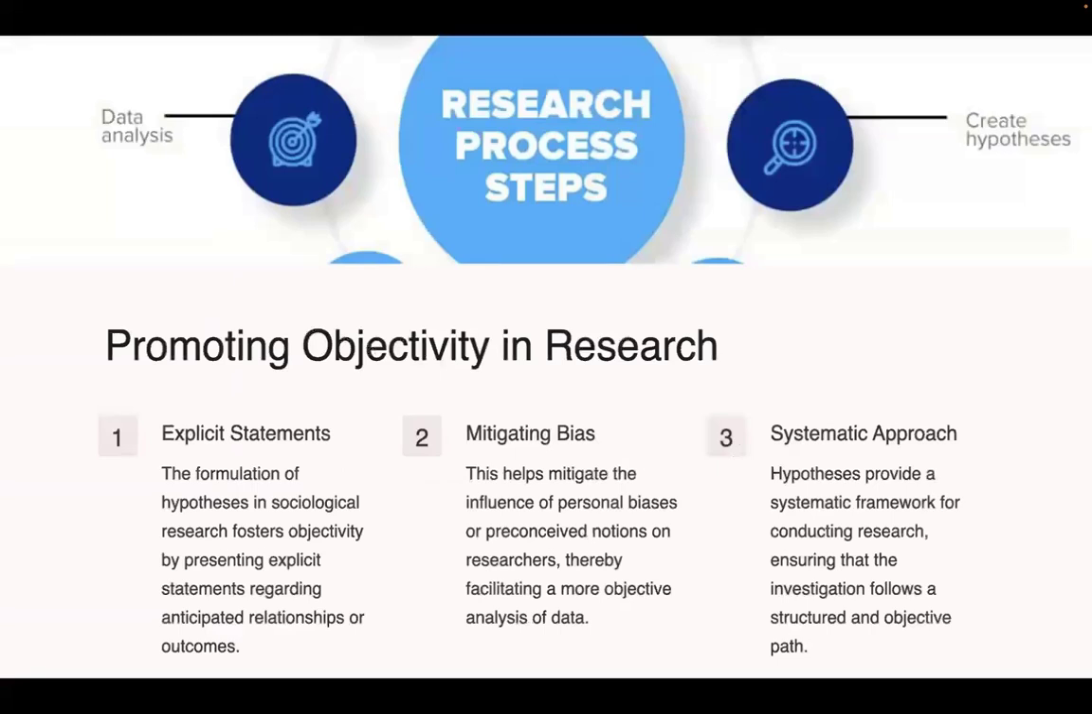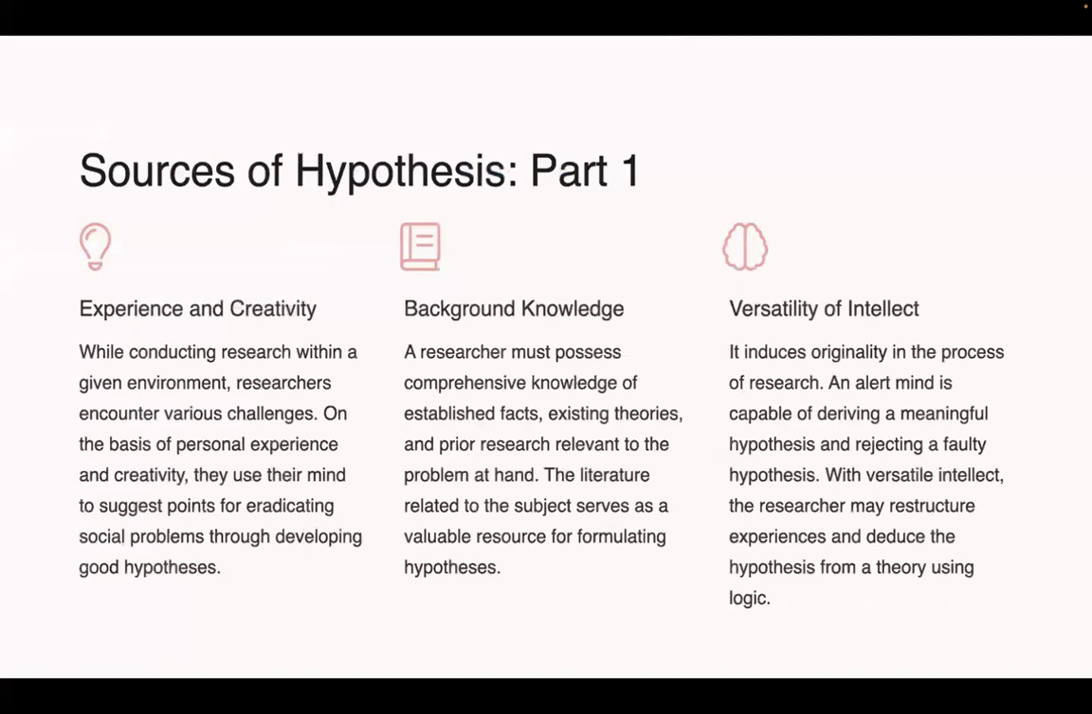The formulation of hypothesis in sociological research also fosters objectivity and reduces biases. Okay, so you have formulated a particular statement. On that line, you will be conducting the research. So it ensures a degree of objectivity, and it also tries to eliminate any kind of preconceived notions that a researcher may have. And it also gives a systematic framework for conducting research. Now we will see what are the sources of hypothesis.